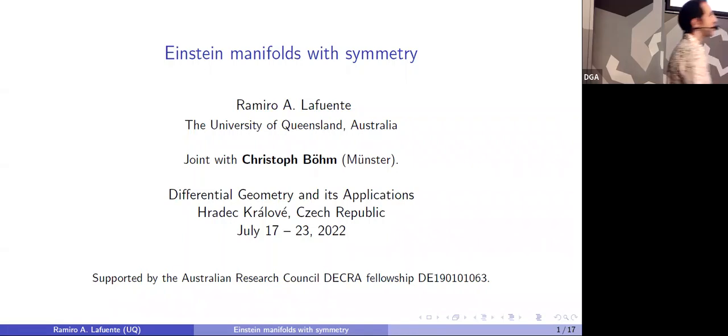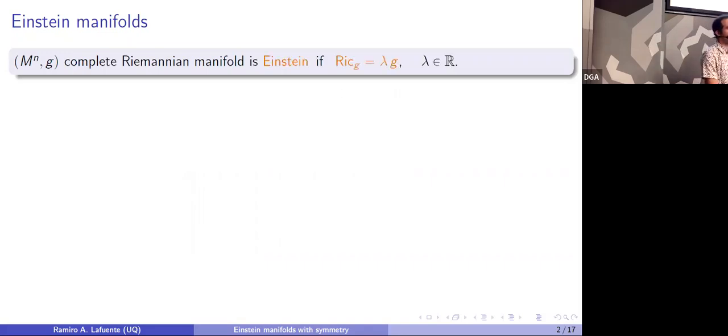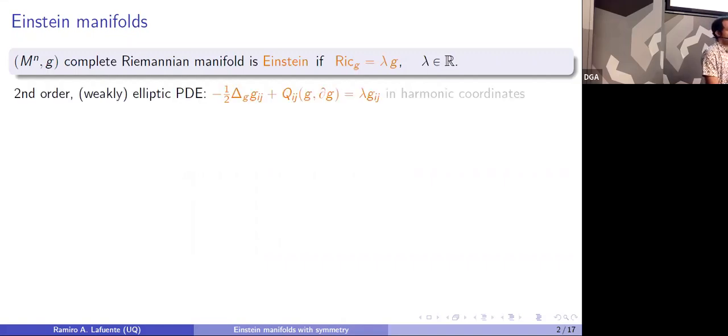But let's start by explaining the words in the title. So in this talk, I'll be working with a complete Riemannian manifold, and we call it Einstein if the Ricci tensor is a multiple of the metric. Right? Now, this is a very complicated equation. It's a nonlinear PDE. In certain coordinates, you can see it for the metric entries as a kind of Laplace equation or Poisson equation, but there are some lower order terms which are nonlinear.